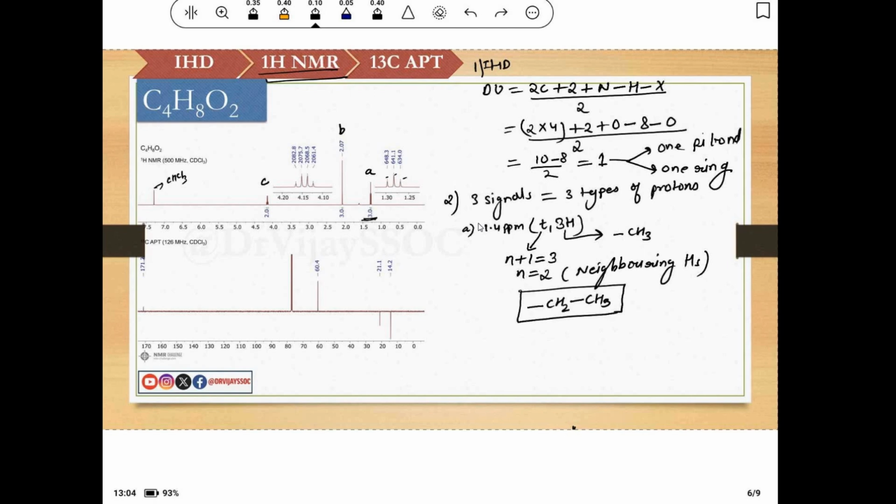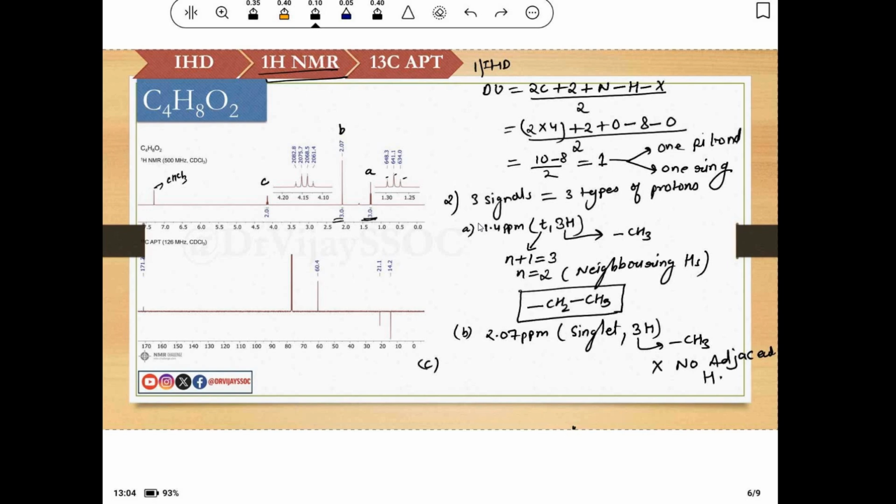And let's look at the signal B. Signal B is coming around 2.07 ppm, which is a singlet, and this integration value corresponds to 3 hydrogen. So this indicates that there is a CH3 group, and this CH3 group doesn't have any neighboring hydrogen, so no adjacent hydrogen.